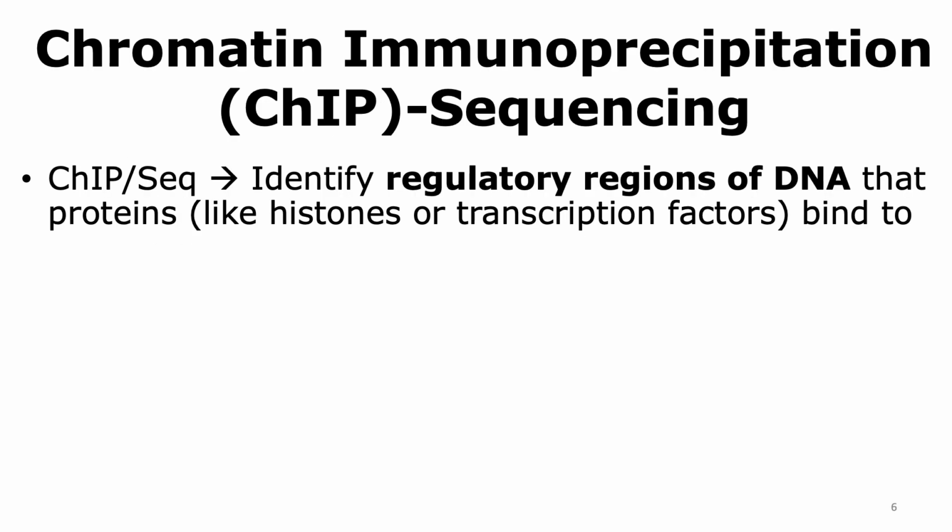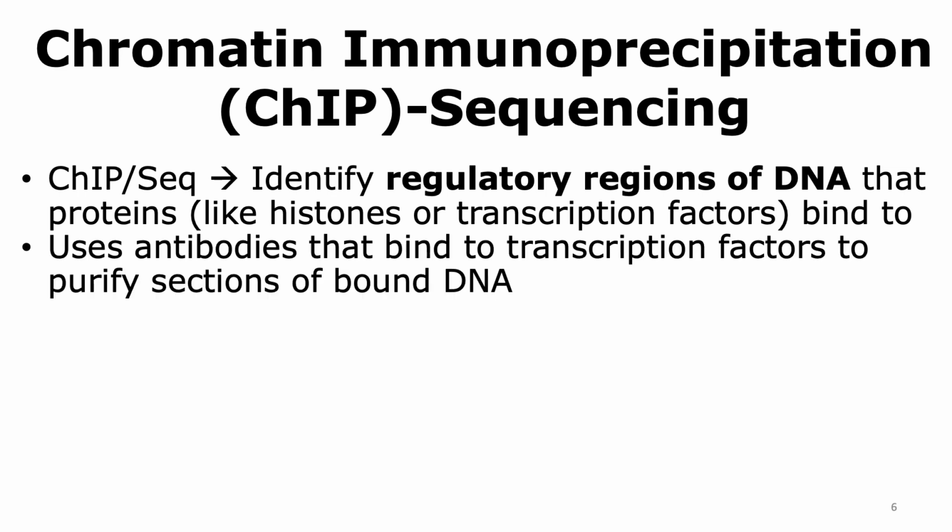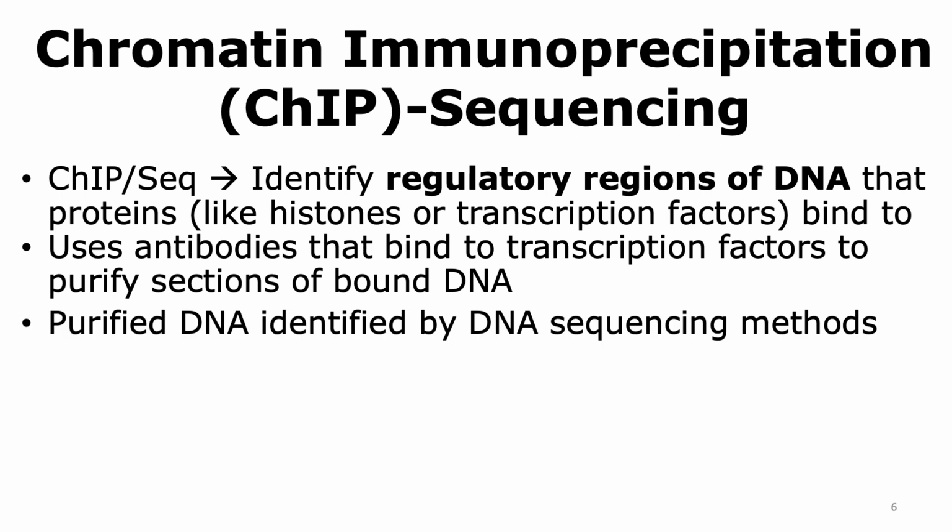The next technique that we're going to look at is chromatin immunoprecipitation combined with sequencing, also called ChIP sequencing. It is used to identify regulatory regions of DNA that proteins can bind to. ChIP sequencing uses antibodies that bind to transcription factors to purify sections of bound DNA, or basically DNA that is bound to these transcription factors. The DNA is then purified and identified by DNA sequencing methods.